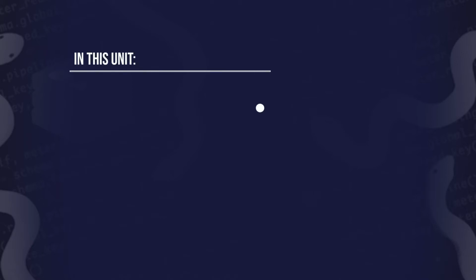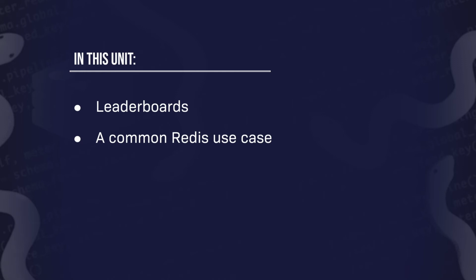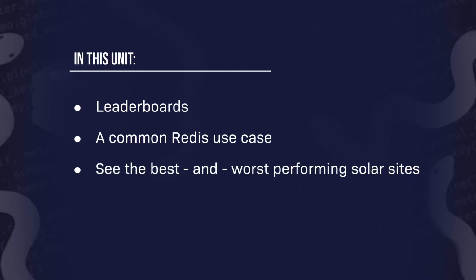In this unit, we're going to use Redis to build a leaderboard. Leaderboards are often used to show or retrieve the rankings of players in a game or competition. In this case, we're operating as a kind of electrical utility, so we'd like to have the ability to see the best and worst performing solar sites.